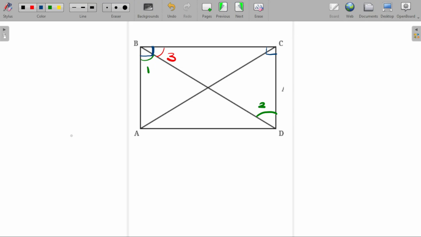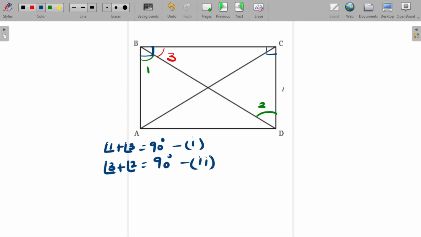From here, I get to know two major things, that is angle 1 plus angle 3 is 90 degree. This is the first thing. Okay, and angle 3 plus angle 2 is again 90 degree. This is the second one. Now we are required to deduce them, to solve them. So how can we solve it?